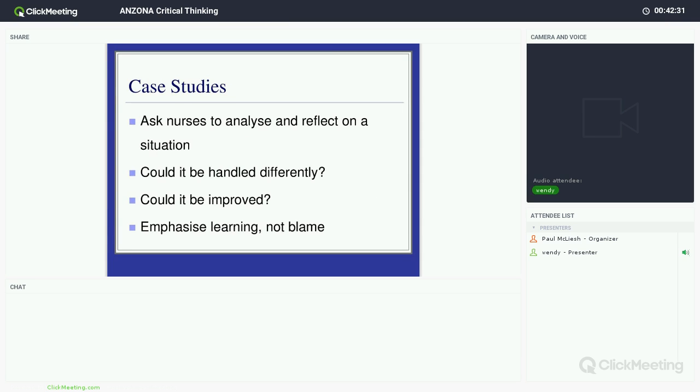Other strategies include case studies as well. While you're doing a case study, if you get the chance to do that, ask the audience, ask people to analyse and reflect on the situation. Could it be handled differently? Could it be improved? And emphasise learning rather than blame.